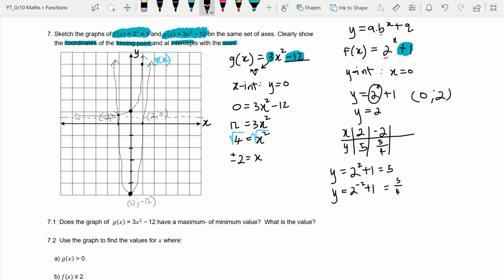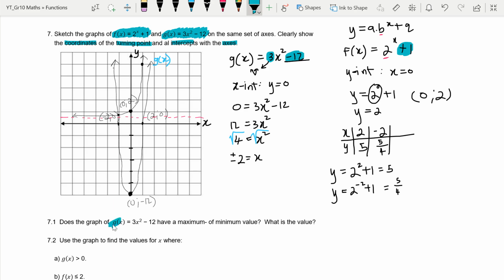Put my arrows in, and like they asked, I'm going to go put my point for my y-intercept, which is by 0 and 2. And there we go. I believe we indicated everything that they asked, and I'm sure your curves are looking much better than this. Well done. Okay, now we're going to answer some questions about these. Let's see what they're going to ask us.